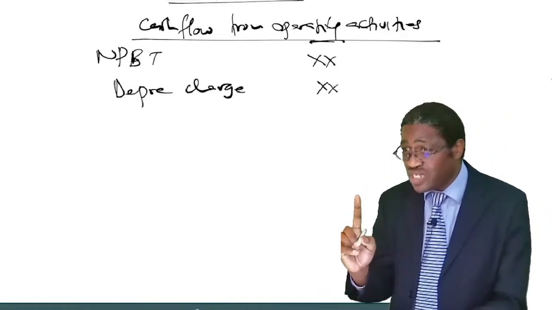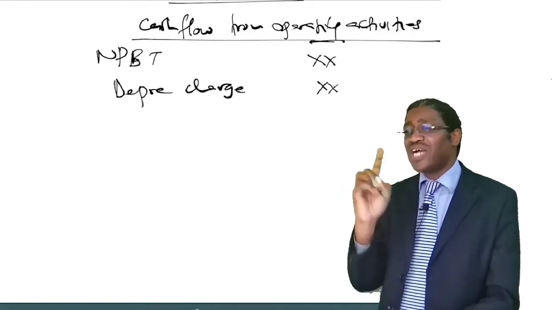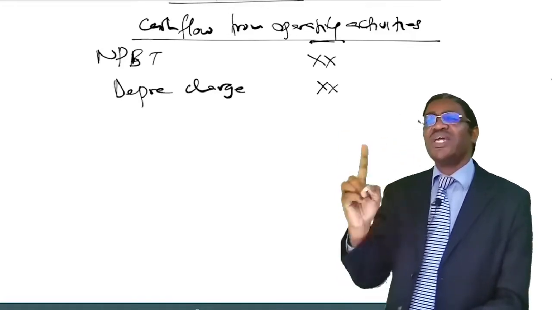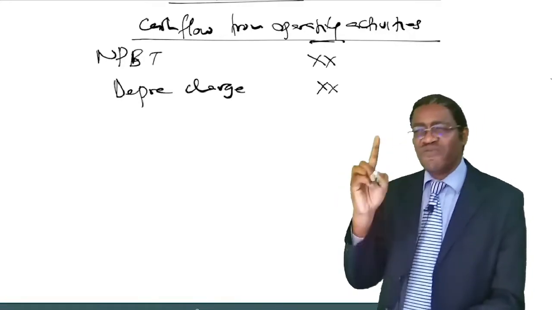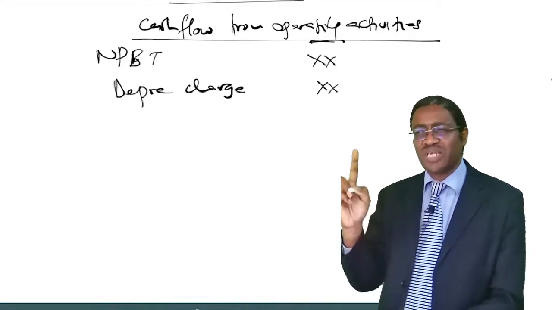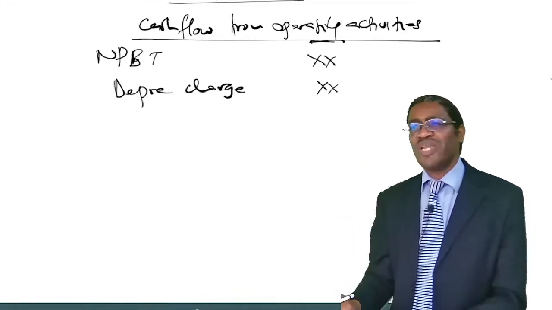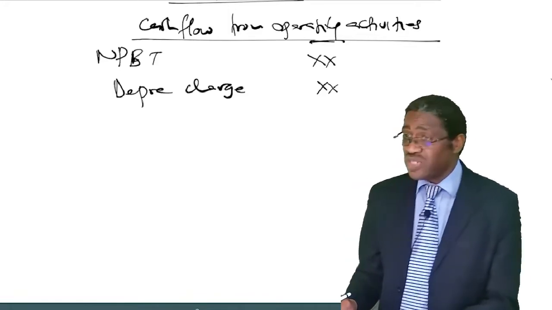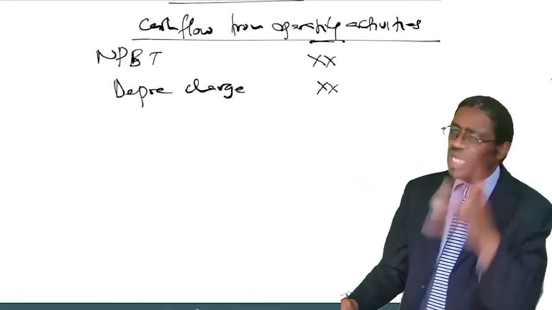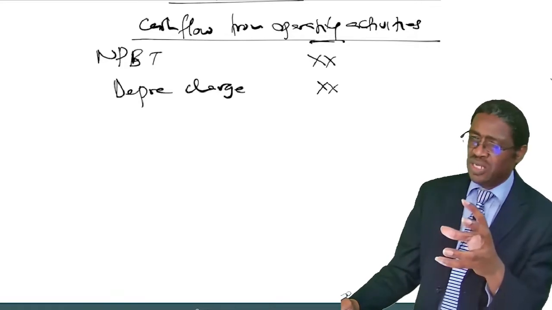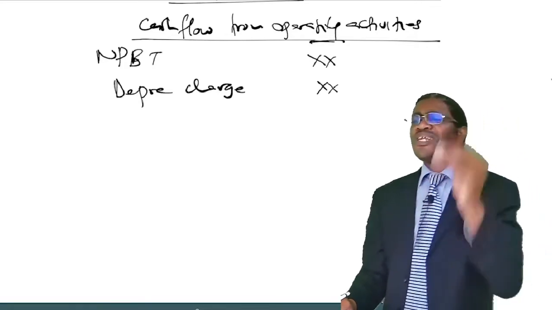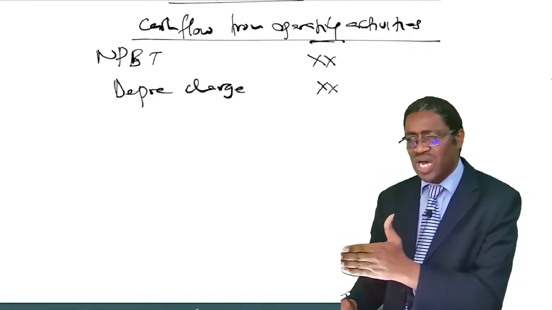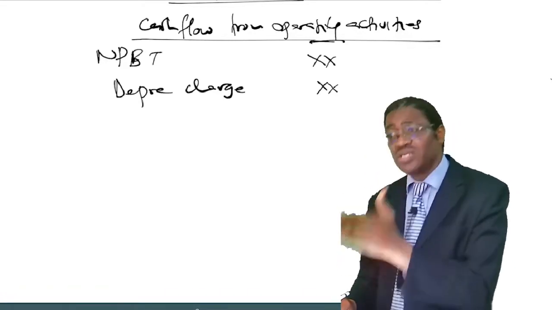And operating activities, you know, are those transactions and events that are used in the determination of profit. Those are the ones we normally call the operating activities. So if we want to determine the cash flows from operating activities, then all the transactions that were used in the determination of profit are the ones we are calling operating activities.